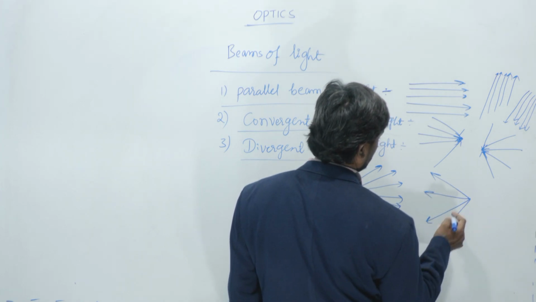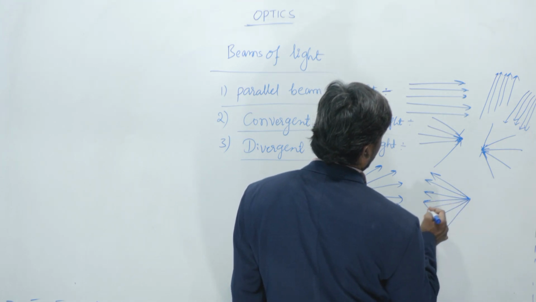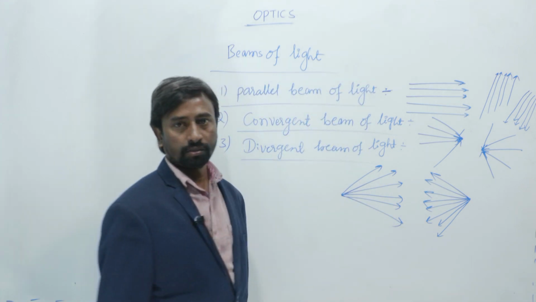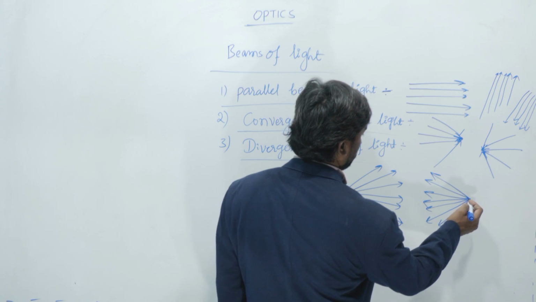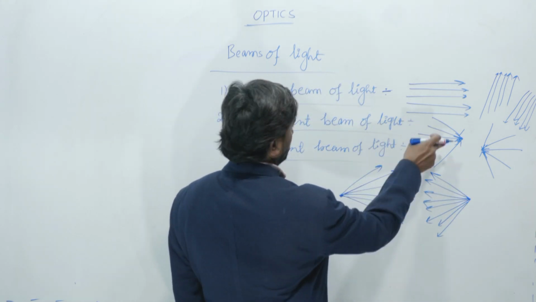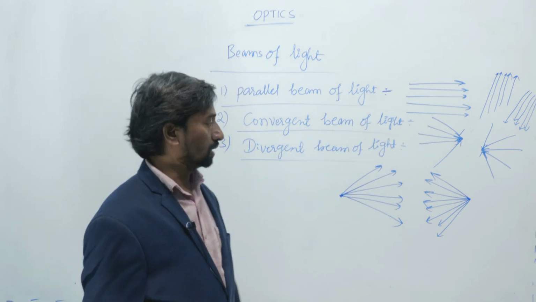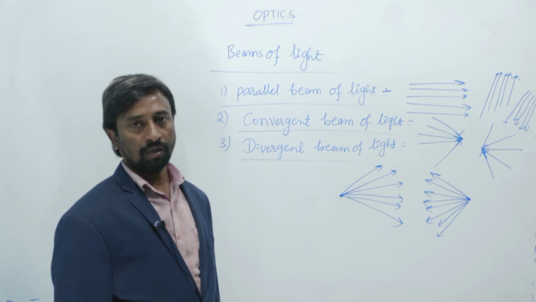All the light rays in a beam appear to move away from the point, so they are said to be the divergent beam of light. See here, from here they are moving away from a point. But in the convergent beam of light, they are moving towards a point. So that is the difference between the parallel beam and the convergent and divergent beams of light rays.